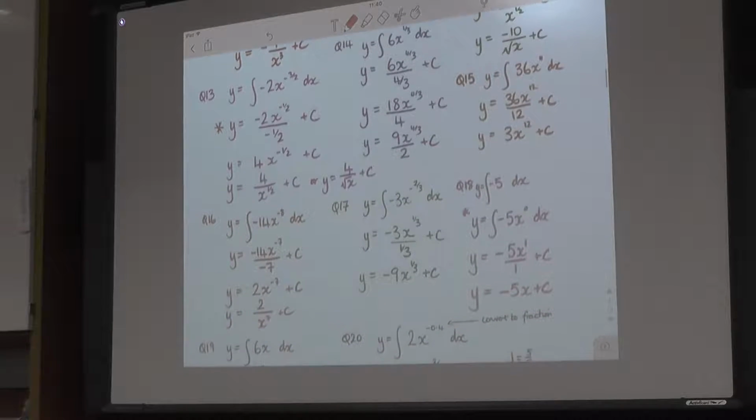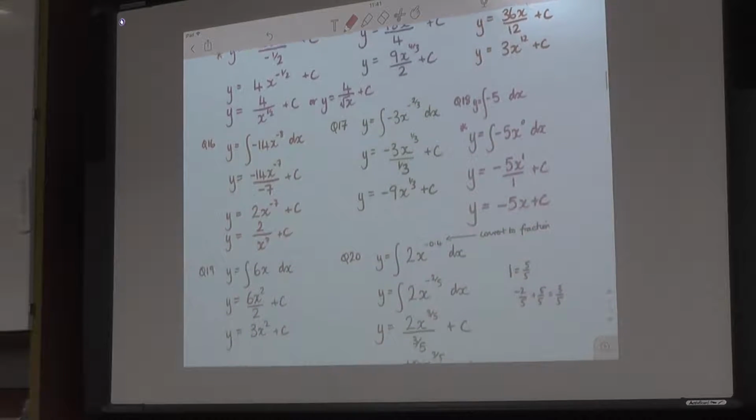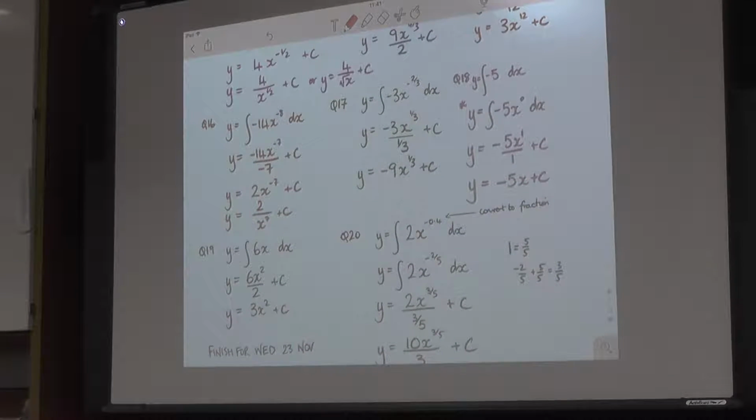Moving on a little bit more, can you check 16, 17 and 18 please? Just check your answers on that, make sure you've got it okay. And question 18 especially, you have got a constant. When you integrate a constant, it becomes the variable again.